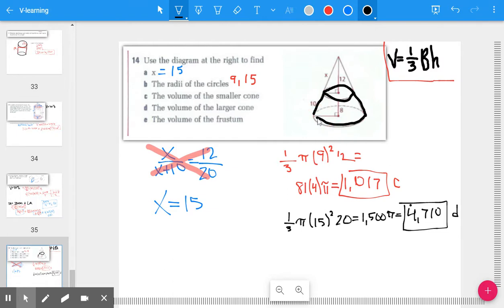And so what you'll notice, in order to find the volume of that, we need to first find the volume of the entire cone and then subtract off the top, which is the smaller cone. So what we're really going to be doing is subtracting the whole volume, which is 4,710. And I'm going to subtract the smaller cone, which we found was about 1,017. And that is how we get our answer of about 3,693. And that is the volume of the frustrum. I hope this helps.